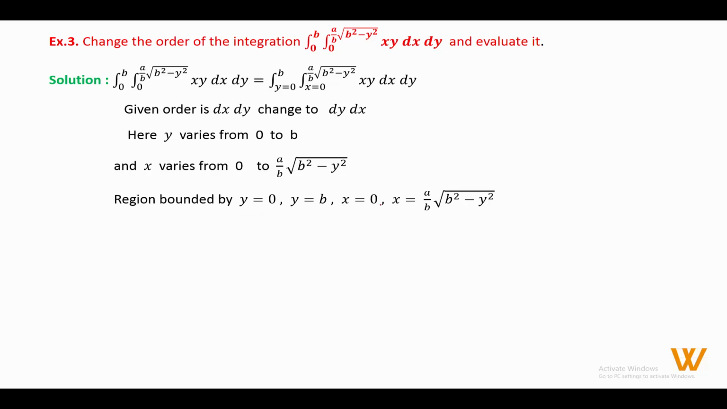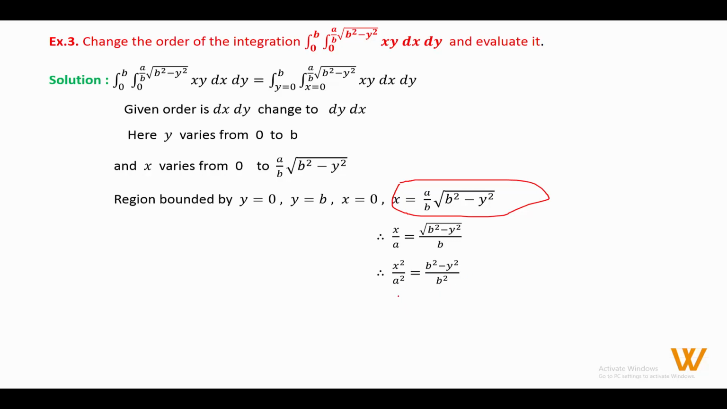The first three equations are equations of lines and this is the equation of a curve. Identify this curve. So for that, simplify this equation. First divide by a, we get x upon a is equal to square root of b square minus y square upon b. Now squaring both sides we get x square upon a square equal to b square minus y square upon b square.